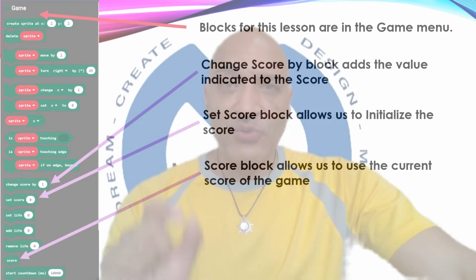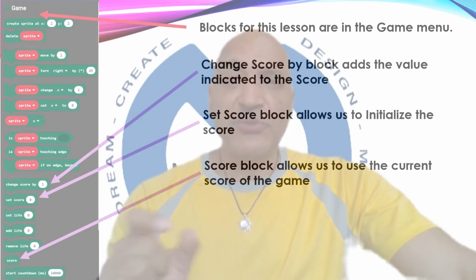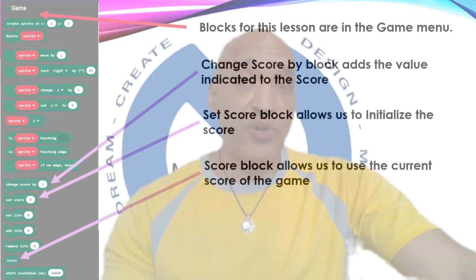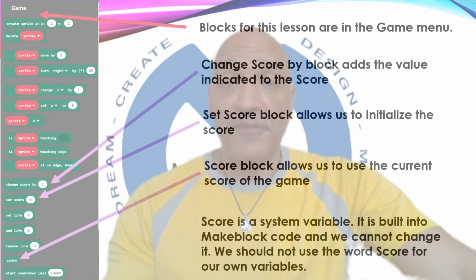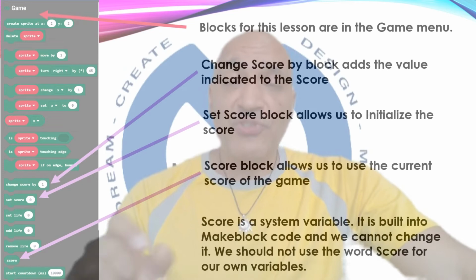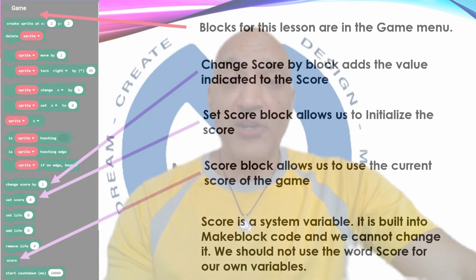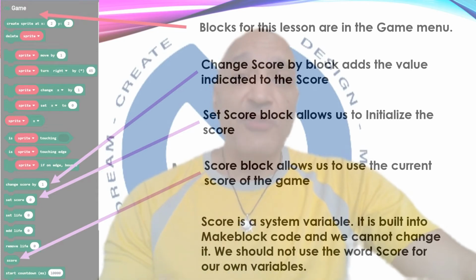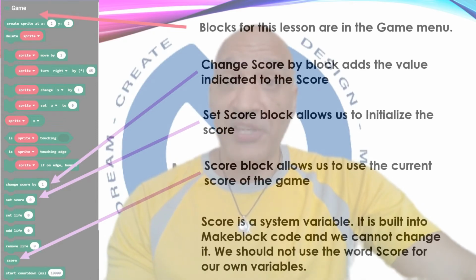And then this little circle score block allows us to use the current score as a variable. So in other words, we can take whatever the current score is and we can show the current score, or we could even do some math with it. You should remember that score is a system variable. It's built into the MakeCode, and we should not make another variable called score. So it's really good to keep those separate. If you want to make your own variable for tracking score, you should call it something different than score.